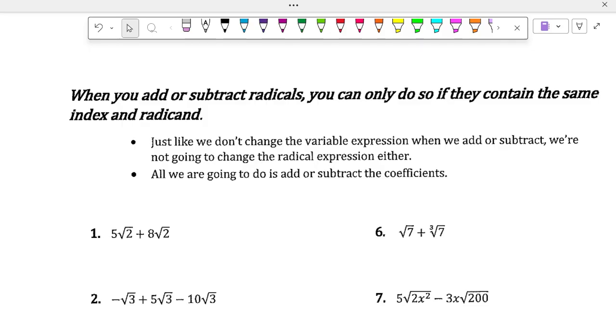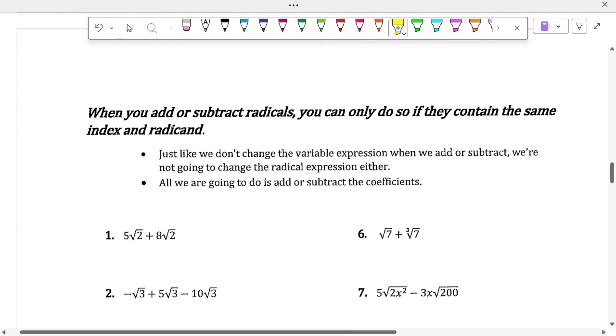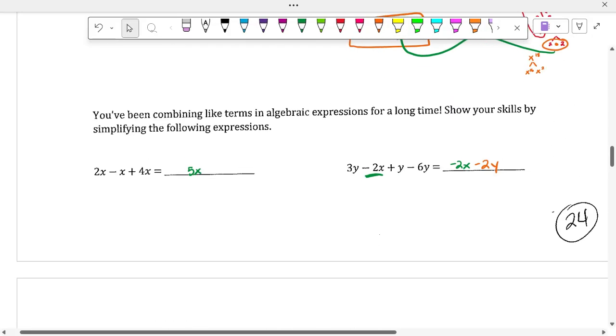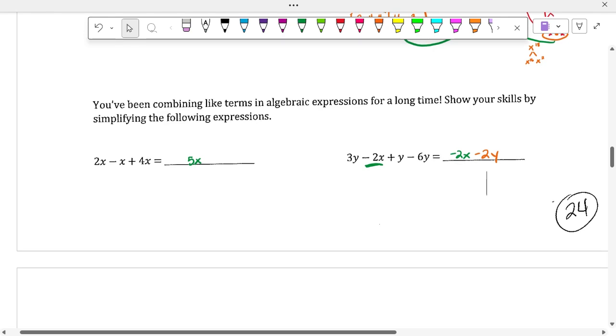So, adding and subtracting radicals. All right, so remember, when it comes to combining like terms, think just polynomial for a second, like what we just did up here. When it comes to combining like terms, how do we know that we can combine those terms? It has the same variable and the same what? Exponent, yeah. So, same variable, same exponent.